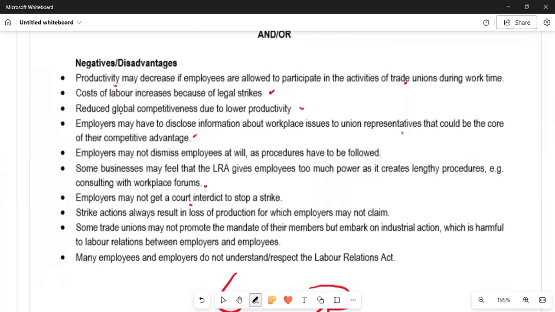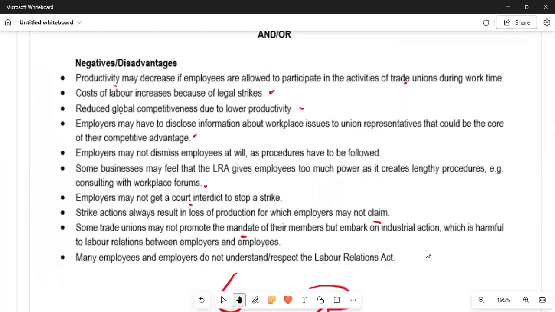And then this is why you are finding this next point saying that the strike action will always result in lost productivity or production, for which the employers may not claim. That is a negative aspect now. And then we are saying some trade unions may not promote the mandate. What is the mandate? We are saying that as an entity or as an organization, we are mandated to a certain task of activities, and we are mandated to certain things that can come to us. Let us not forget about that.